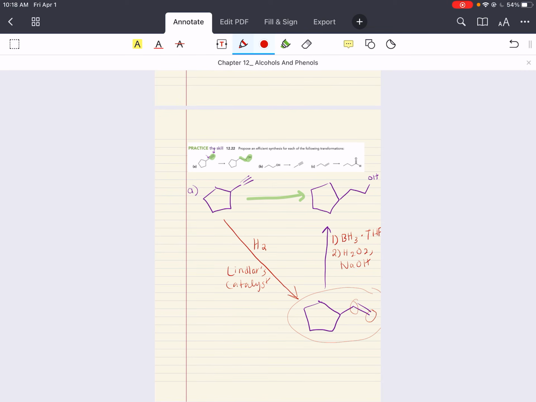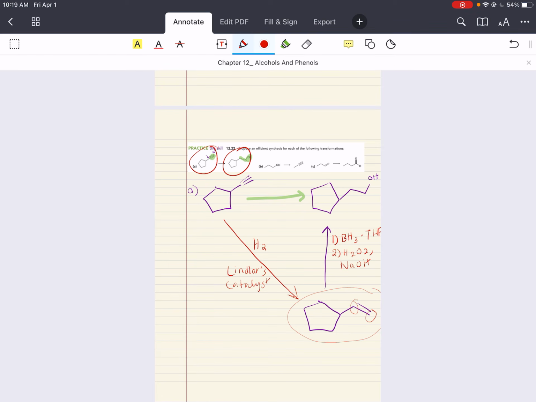We notice that the alcohol group needs to be added to the least substituted position. So that means that the kind of hydration reaction we're looking for is hydroboration oxidation, because that's the hydration reaction that will proceed through anti-Markovnikov addition. And there you go. We've developed the synthesis pathway to go from substrate to end product.